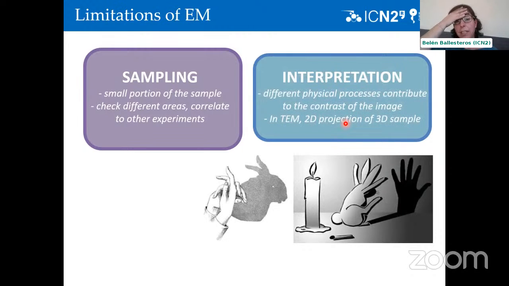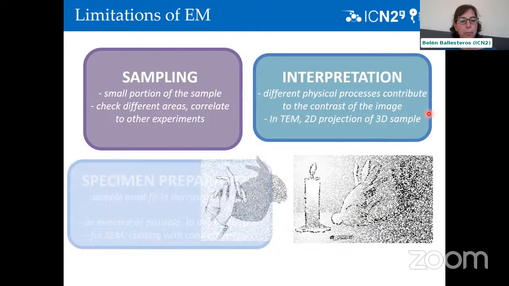Also about interpretation, different physical processes are happening simultaneously, and they are contributing to the contrast of your image. So you have to bear in mind what type of sample you have and what type of contrast you can get before, again, reaching some conclusions. And also in TEM, as I said before, we have a 2D projection of a 3D sample, and this can be misleading. So you have to have this in mind.